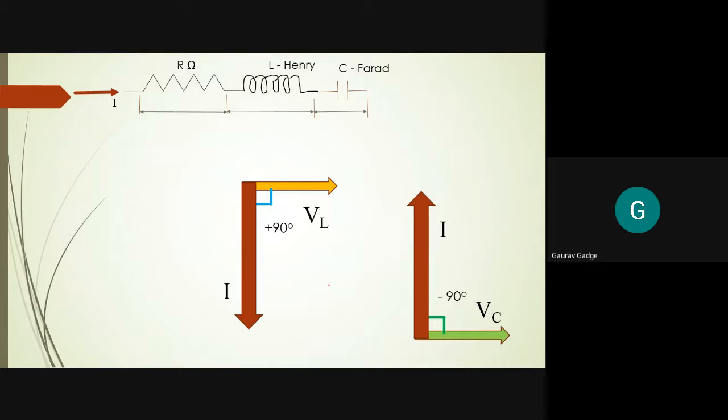What you can see here is a resistance, inductor and capacitor. Resistance is in ohms, inductor is in Henry, and capacitor is in farad. These three elements are connected in series. And there is a current I, which is the active element, passing through the series combination of R, L, and C.